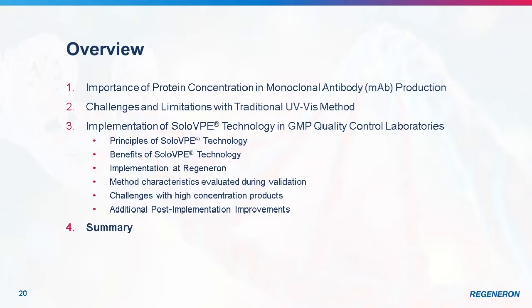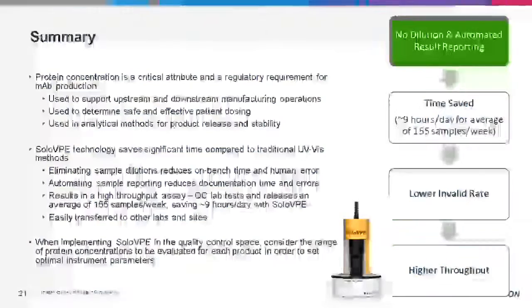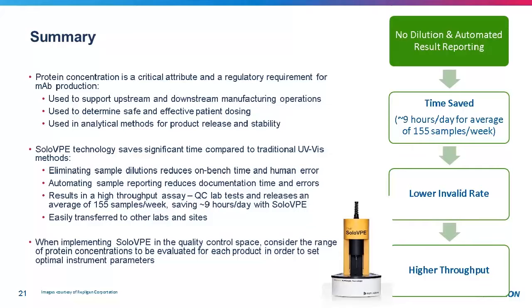So in summary, let's review the key topics we discussed today. Protein concentration is a critical attribute and a regulatory requirement for the manufacture of monoclonal antibodies. As we discussed, concentration is used both in the upstream and downstream manufacturing processes. It's used to determine safe and effective patient dosing, and it is used in analytical methods for product release and stability.